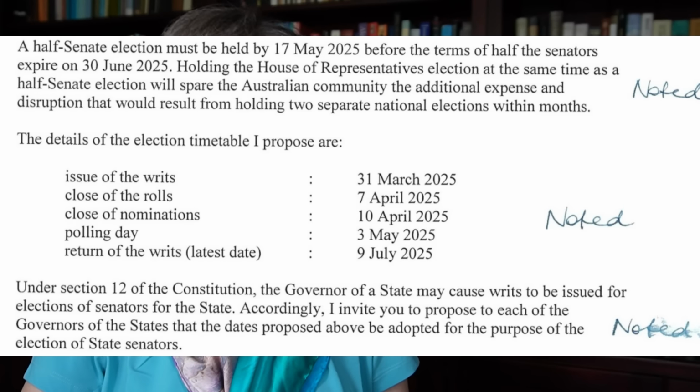So here's the Prime Minister's letter from 2025 to the Governor-General asking that she propose that the relevant dates be adopted by the governors for the half-Senate election. And also, here is the Governor-General's reply saying that she would do so and invite the state governors to issue the writs. Once that letter is received, the state governor then alerts the Premier's department of the relevant state and arrangements are made for giving formal state ministerial advice to the governor to issue the writ.